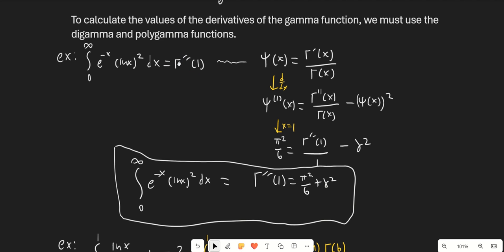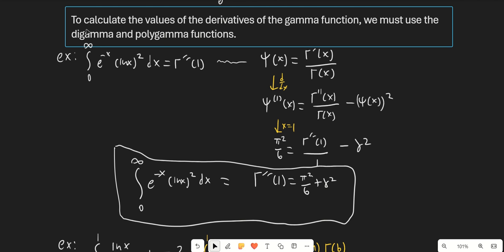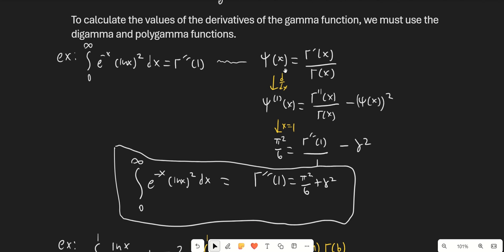But how do we actually calculate gamma double prime of 1? There's no way to directly calculate gamma double prime of 1 unless you want to try and evaluate this integral by another method, but there is another auxiliary function that can help us out. So the digamma function is very interesting. It's the derivative of the natural logarithm of the gamma function, and it's equal to gamma prime of x over gamma of x. Now, I have separate videos on calculating values of the digamma function and also of the polygamma functions. So I'll go ahead and link those if you guys want to check them out.